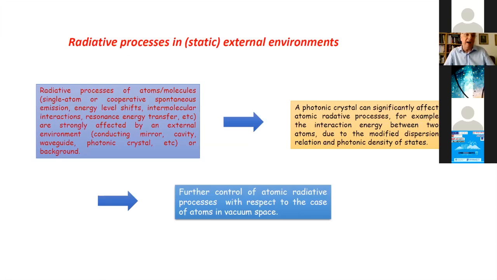The reason is that this environment can change the dispersion relation of photons and also the photonic density of states, and this of course can affect radiative processes. This can be relevant because it can give some possibility to control, to tailor the radiative process in the presence of the external environment with respect to the same processes in vacuum space.